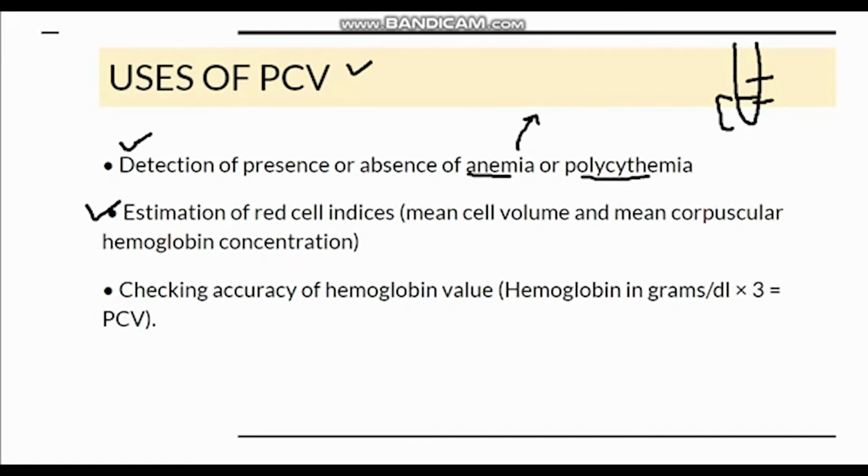Secondly, it is also useful in estimation of red blood cell indices. I have a separate video on red blood cell indices. For calculation of MCV and MCHC, we need the PCV, so it is useful in that also. Thirdly, we can recheck the accuracy of the hemoglobin value. We do hemoglobin by other methods like the cyanmethemoglobin method, but to recheck the accuracy we can also check by this method. If we multiply hemoglobin by 3, we get the PCV. So if we have the PCV, we can get an idea of how much the hemoglobin of the patient should be. So this was the use.